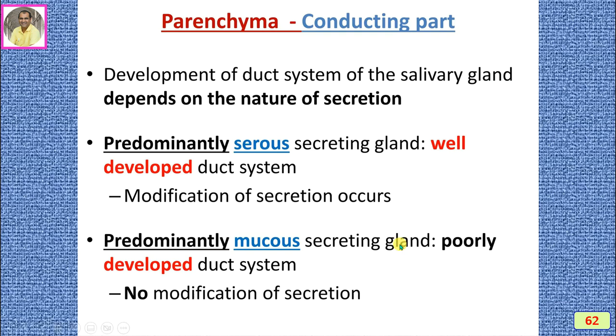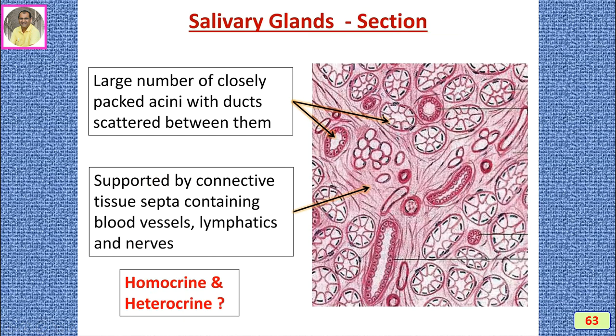Then the serous secreting cells are very well developed, whereas the predominantly mucus secreting glands are very poorly developed. So there is no modification in secretion. As and when they are produced, they are secreted. The salivary glands have a large number of closely packed acini with ducts scattered between them. Hence, we need to use a proper staining technique and see the tissue under the microscope.